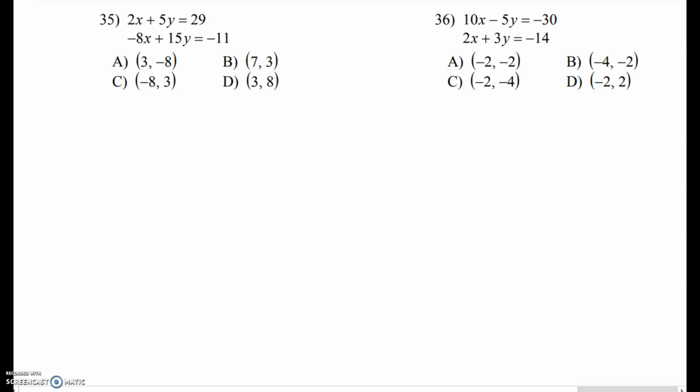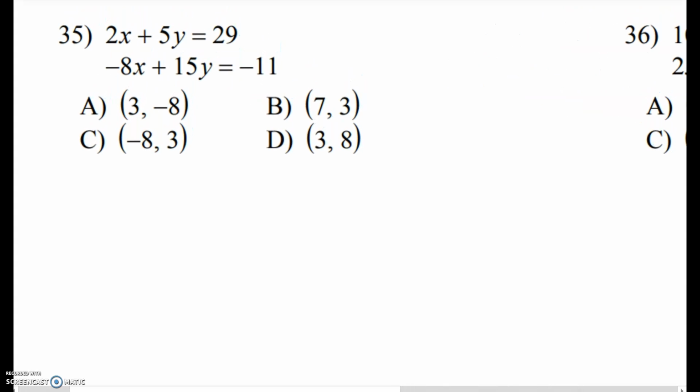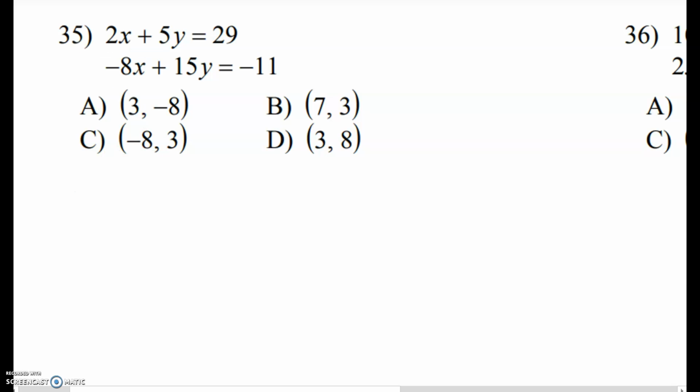All right, guys, so in these problems, these are elimination problems, but you have to have an opposite in order to do them. Okay, so we can look at 35 or 36. Let's look at number 35. All right, so we can clearly see that we don't have opposites here. Right here, those aren't opposites, and those aren't opposites. So we have to create opposites.